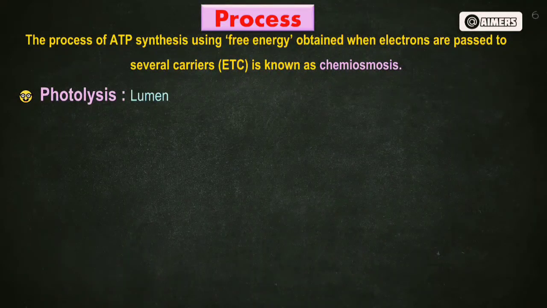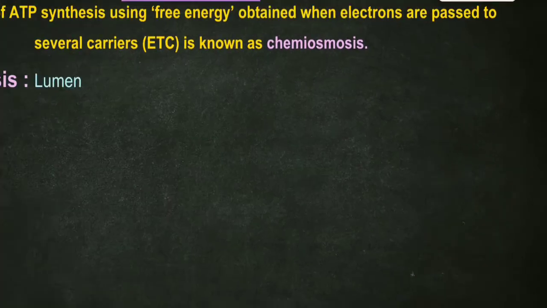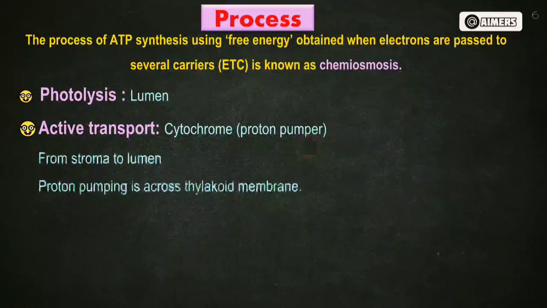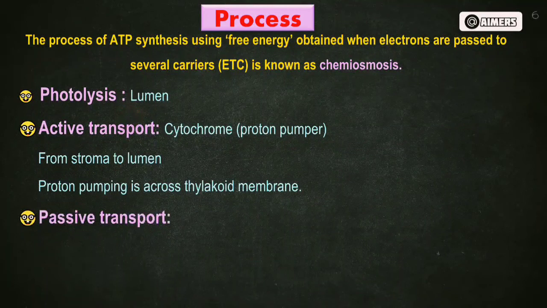And then you have to remember the sites where the reactions are taking place. Photolysis takes place in the lumen. As photolysis is taking place in the lumen, active transport is from the cytochrome complex, and this cytochrome complex is called the proton pumper. Now, active transport takes place from stroma to lumen, and proton pumping is across the thylakoid membrane. Proton pumping means the pumping of H positive ions, and as the word is pump, that means it's an active transport. Now, passive transport takes place from lumen to stroma with the help of ATP synthase.